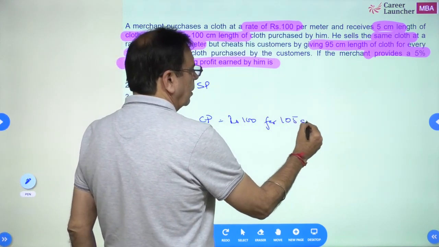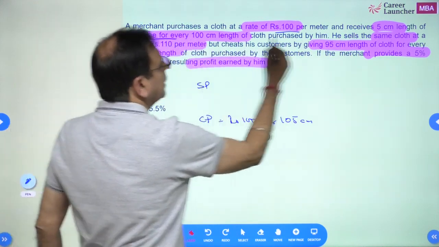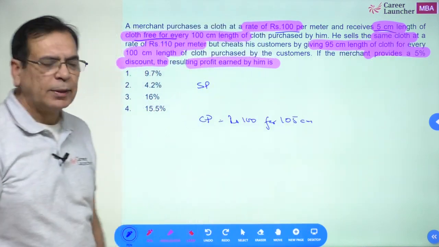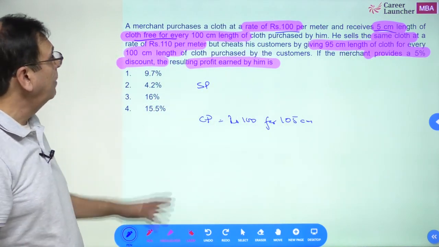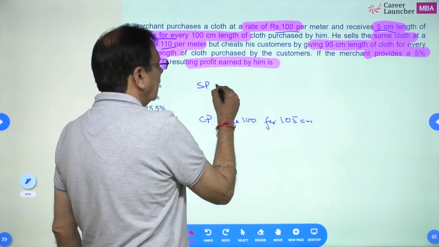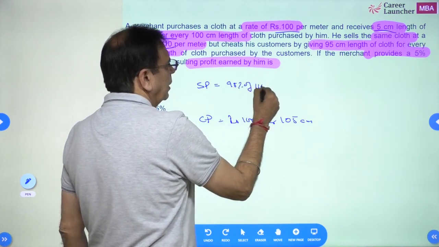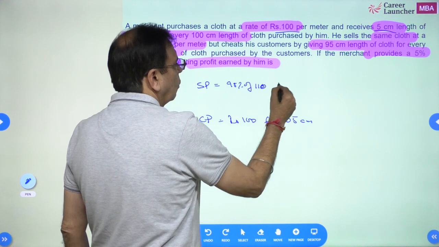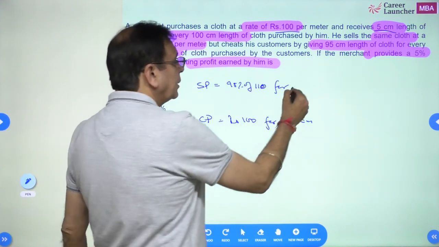105 centimeters, right? 100 rupees per meter, but 5 centimeters he gives free in every 100 centimeters. So he is giving 100 rupees for 105 centimeters. And he is selling at what price? He is not selling at 110 rupees a meter. He is giving a discount. So he is selling at 95% of 110 is the selling price, for 95 centimeters.